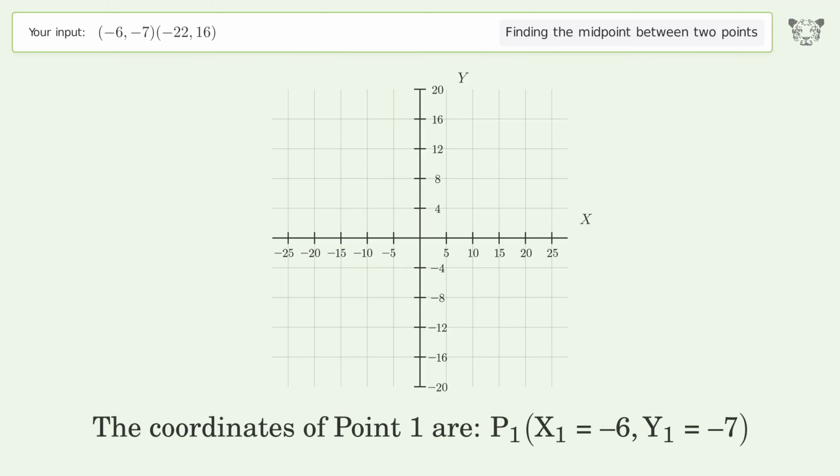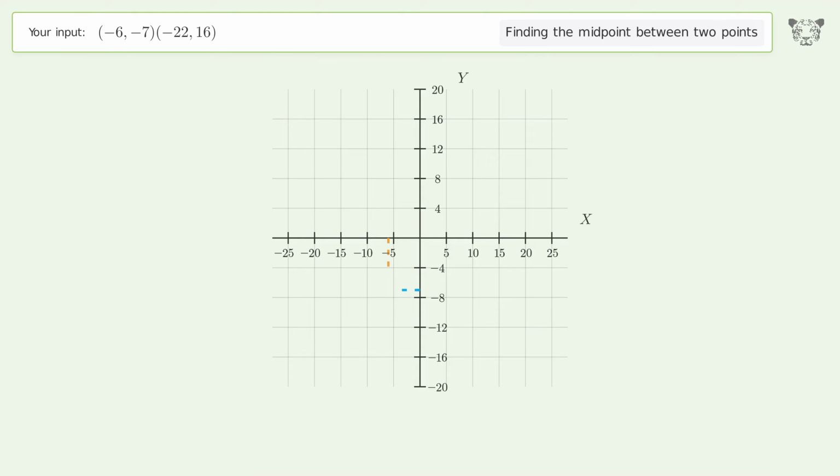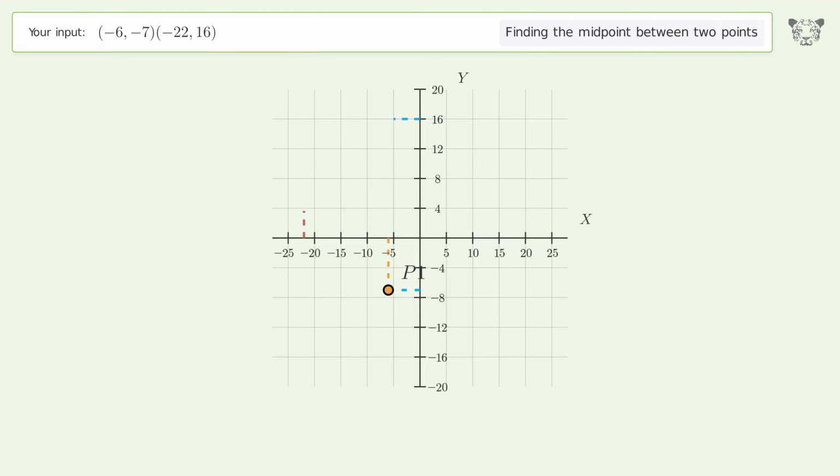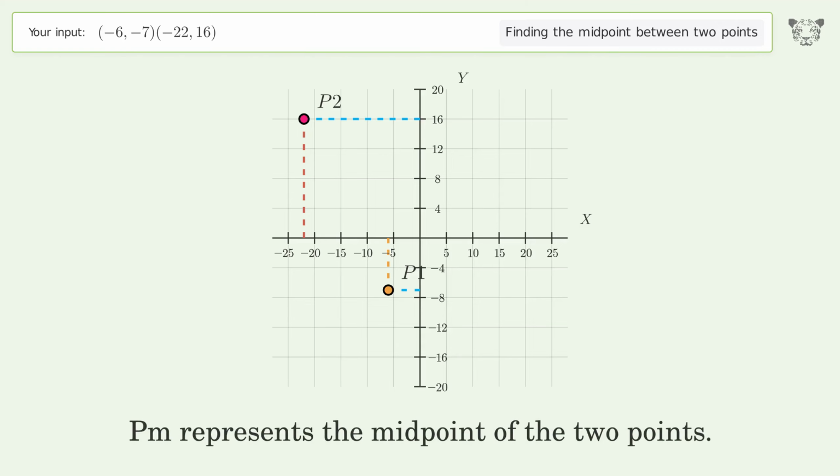The coordinates of point 1 are, x1 equals -6, y1 equals -7. The coordinates of point 2 are, x2 equals -22, y2 equals 16. PM represents the midpoint of the 2 points.